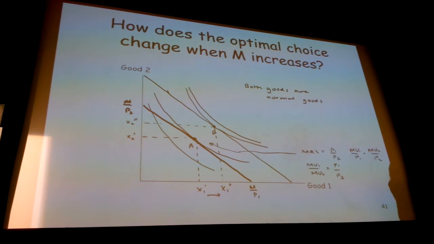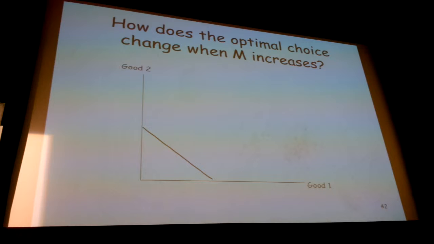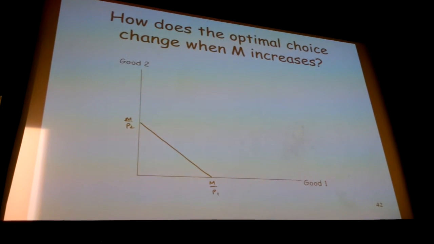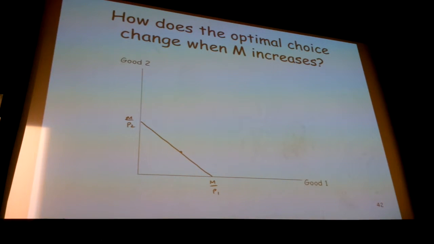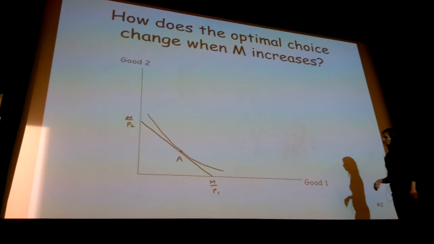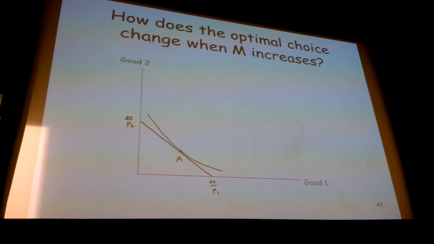So now let's draw a case where one of the goods is an inferior good. I'm going to start off here with some initial budget constraint. M over P2 is the y-intercept, M over P1 is the x-intercept. And let's just suppose that this optimal consumption bundle occurs at point A. I'm going to draw a tangency between my budget constraint and an indifference curve right at point A. Now I'm going to make the assumption that good 1 is an inferior good.